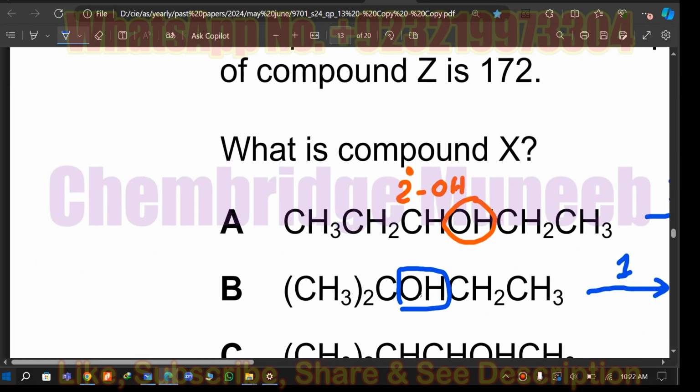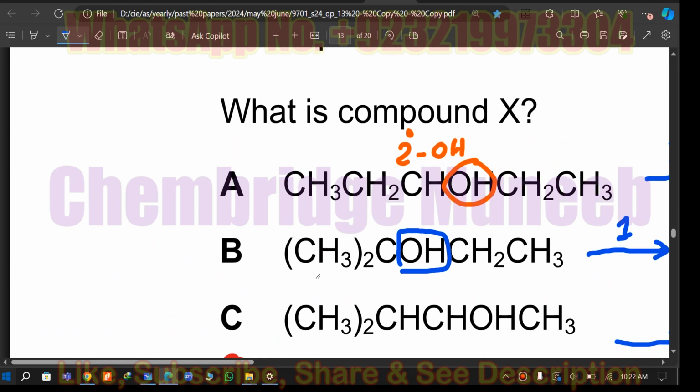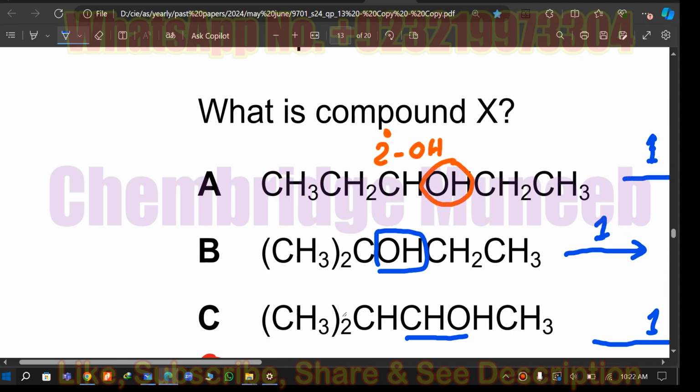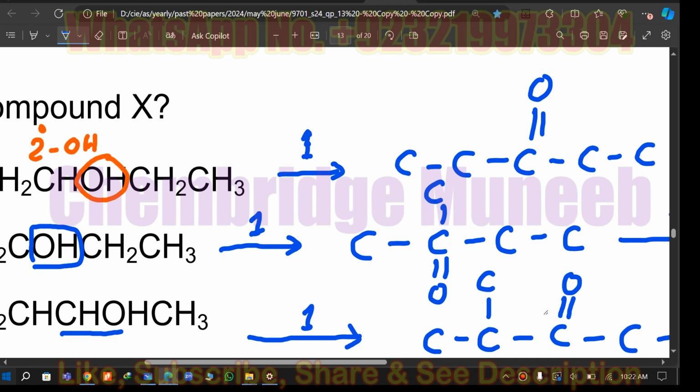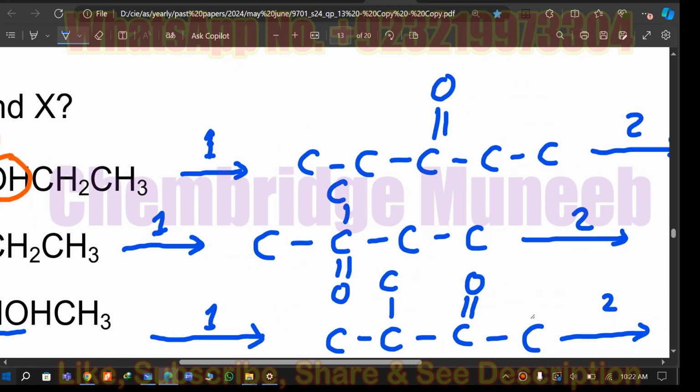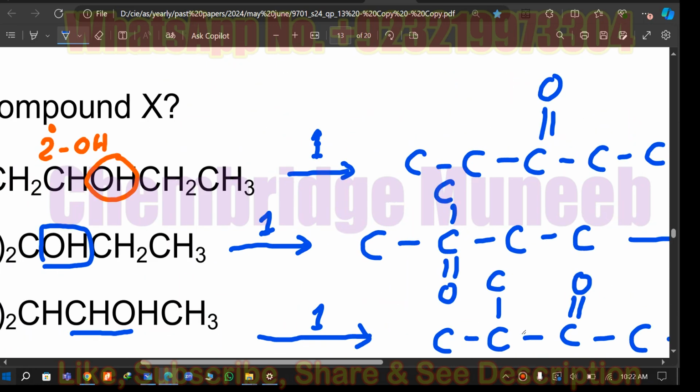Now the option number C. Option number C contains the alcohol over here, and again it is a secondary alcohol. This secondary alcohol, when oxidized, will give the ketone again. So this is the ketone. This ketone again does not react with the original alcohol, so no reaction is present.